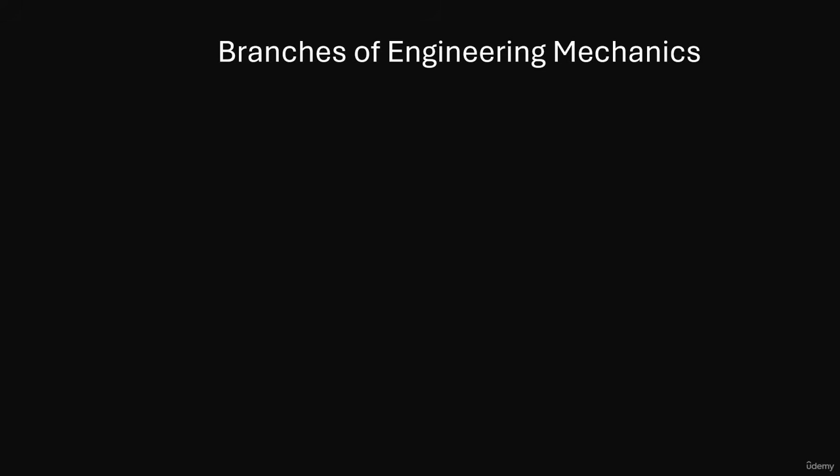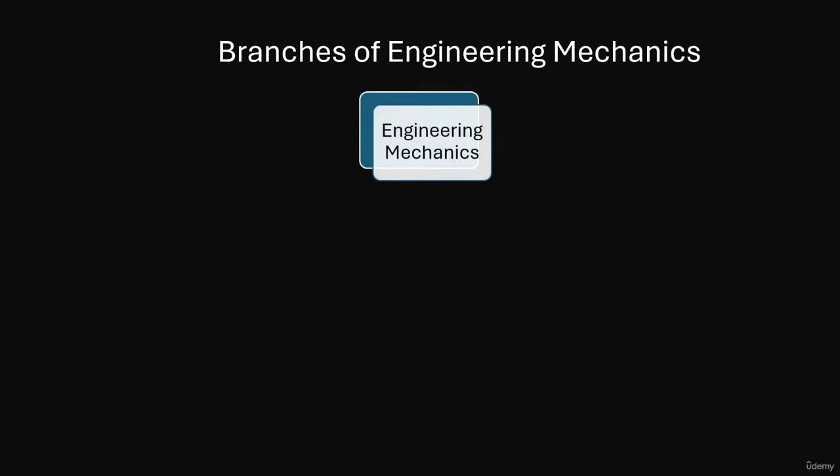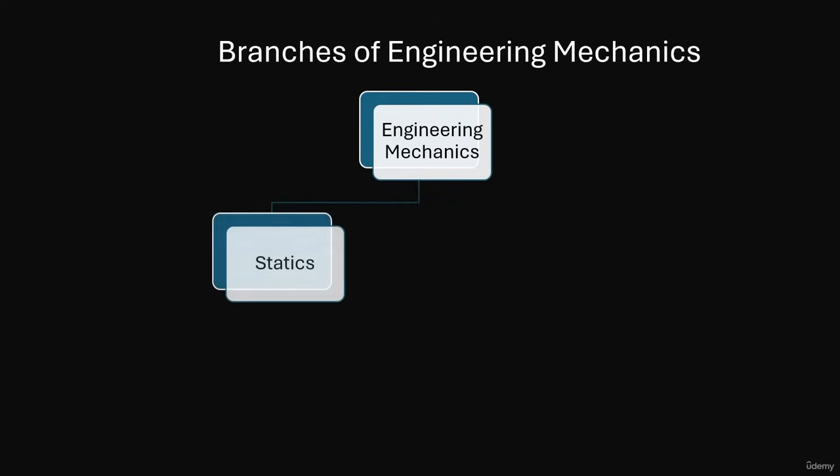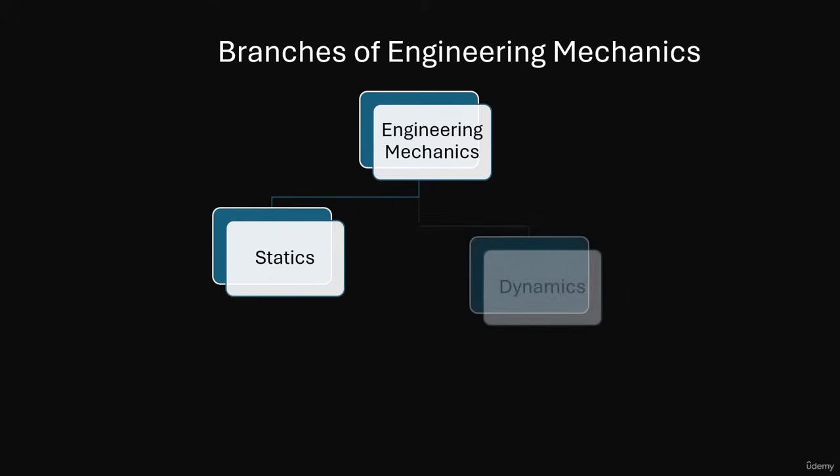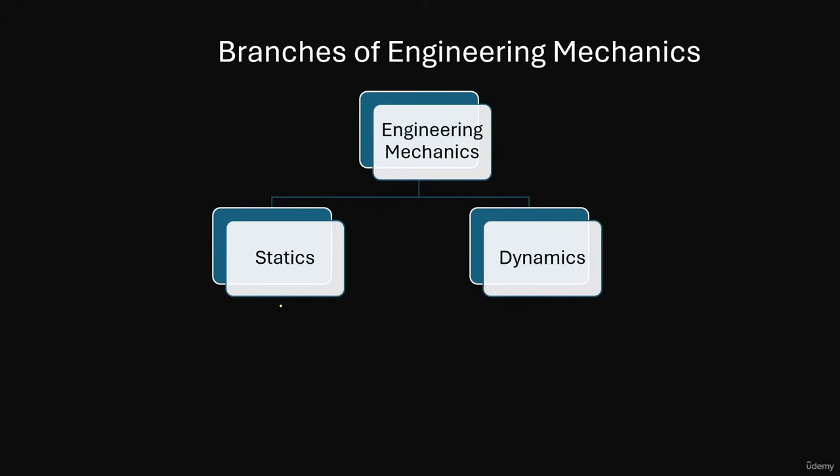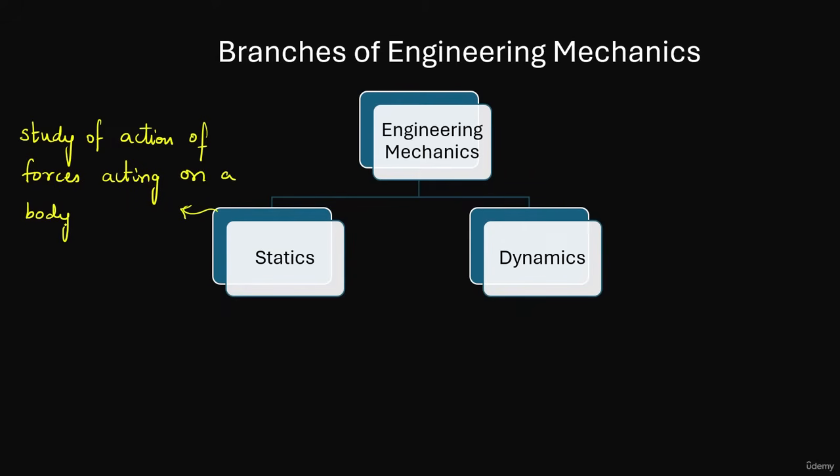Next we have the branches of engineering mechanics. Engineering mechanics is further divided into two parts, that is statics and dynamics. The statics part involves the study of action of forces acting on a body which is at rest.